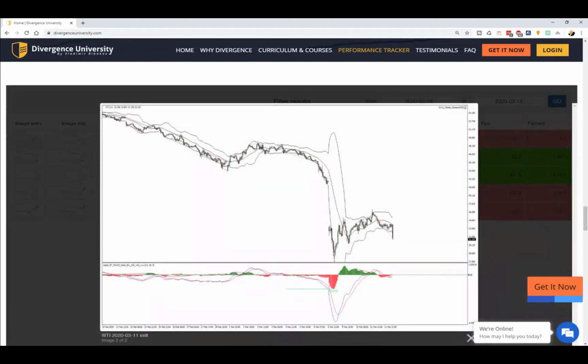Sorry, I forgot to show the exit. This is where we managed to cash out the target.